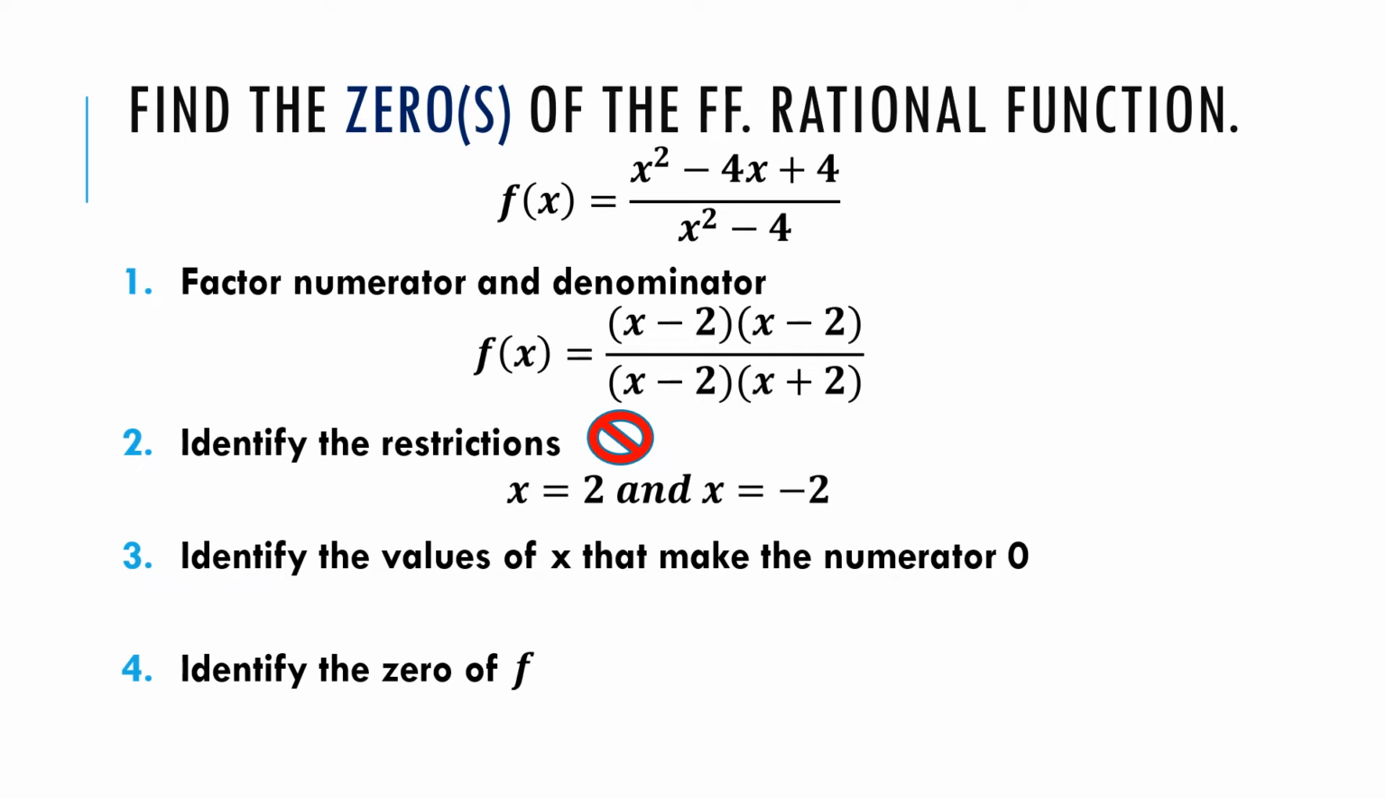Number 3, ano naman yung mga values ng x that will make the numerator equal to 0? Tignan naman natin yung mga nasa numerator ng mga factors. So dito, since the same lang naman sila, we have x equals 2. Okay, since yung x equals 2 is a restriction, so hindi siya pwedeng maging 0. Okay, so for this rational function, wala siyang 0. So, sulat nyo lang, no 0.